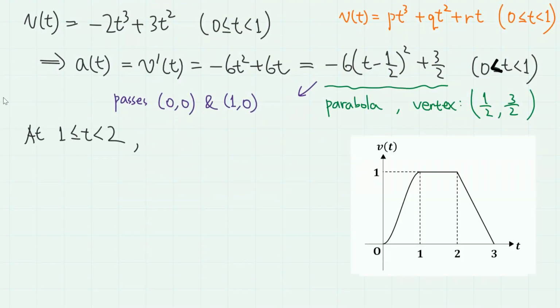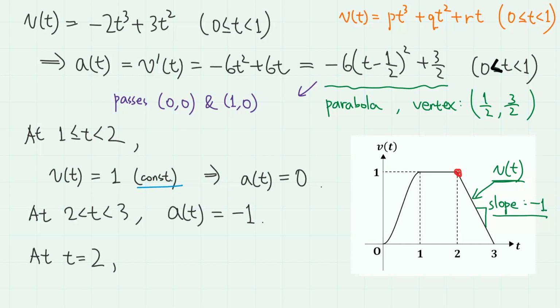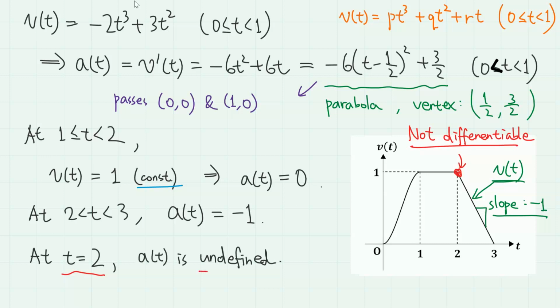For t greater than or equal to 1 and less than 2, v(t) is constant, so acceleration a(t) is 0. For t greater than 2 and less than 3, since v(t) is a straight line with negative slope minus 1, a(t) is simply minus 1. Now what about this point, t equals 2? Well, since v(t) is not differentiable at t equals 2, a(t) is undefined at t equals 2.